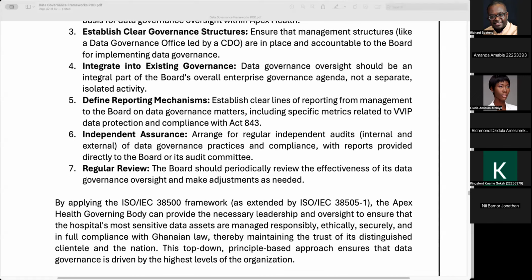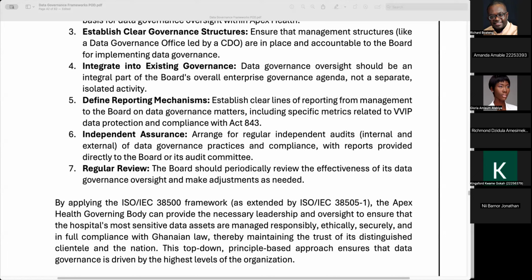Okay, now for TOGAF, the Open Group Architecture Framework. This one, as you said, is about enterprise architecture, how all the pieces of the organization fit together. How does data governance get integrated into that broader architectural view for Apex Health? TOGAF's philosophy is about systematically designing and managing the entire enterprise architecture, covering business processes, applications, data, and technology infrastructure to meet the organization's strategic requirements.